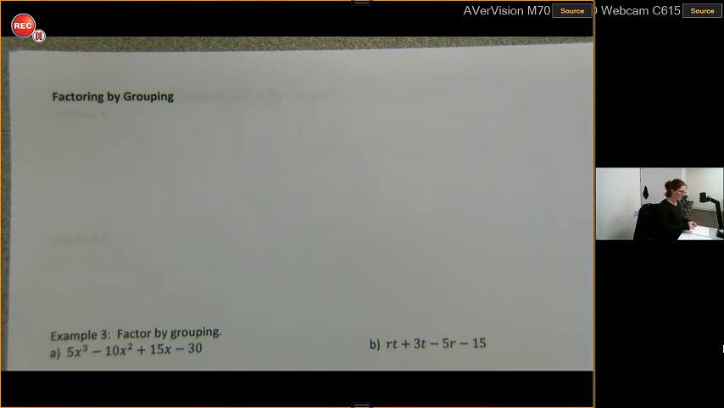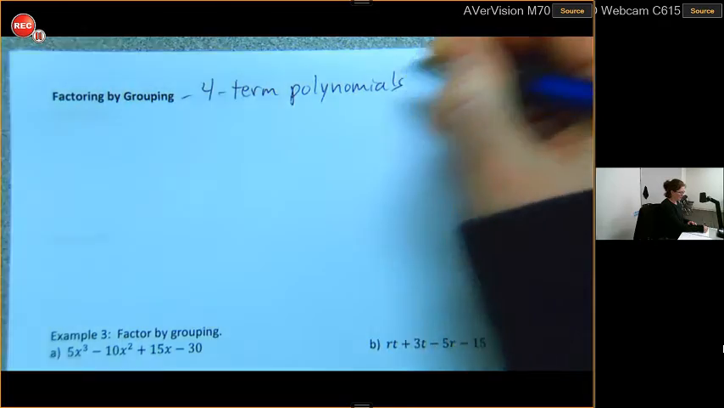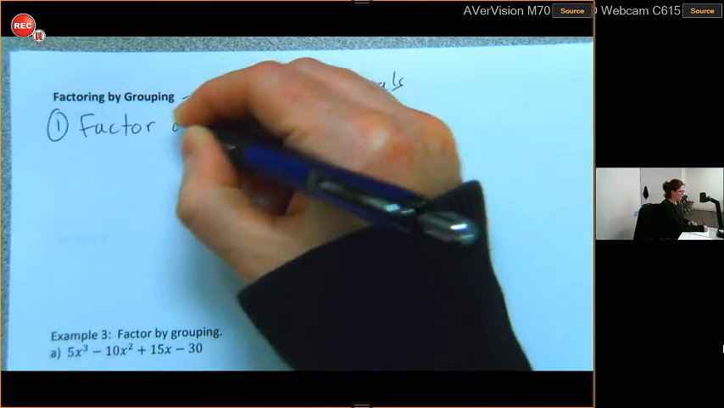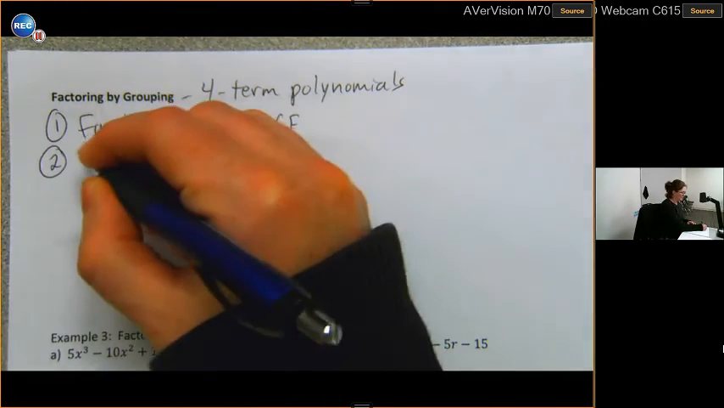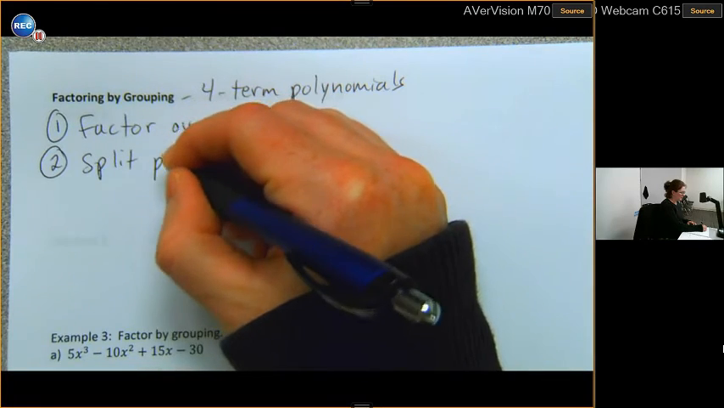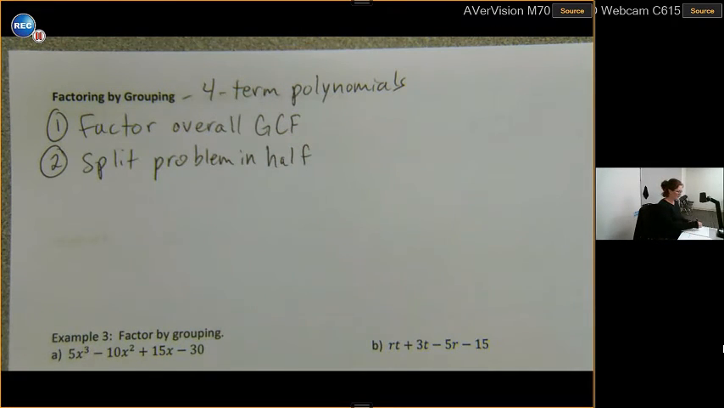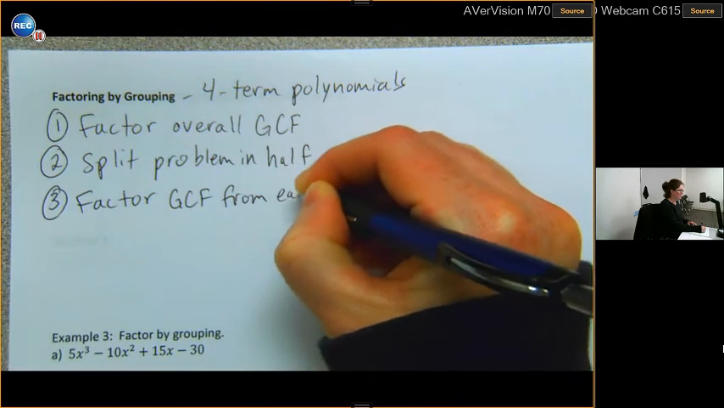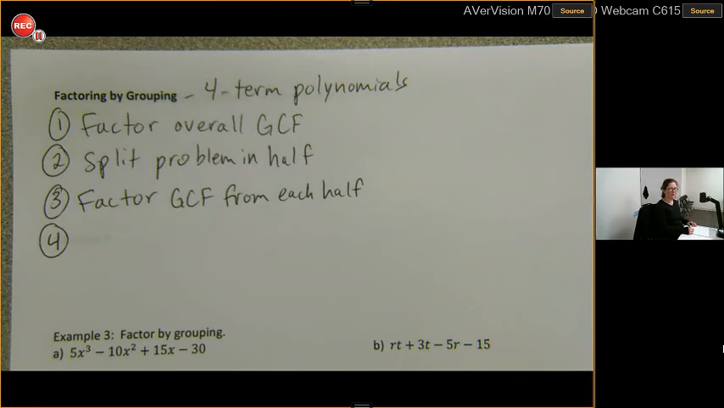The other part of section 6.1 is factoring by grouping. Factoring by grouping you use with 4-term polynomials. So the first step's the same for any factoring that you're going to do, and that's going to be to factor any overall GCF that you may find. You don't always have one, but you should always check. Step 2, factoring by grouping. You're going to split the problem in half. So instead of one 4-term problem, you have 2 2-term problems. From each half, you're going to factor the GCF. Then, you're going to have this set of matching parentheses, which is called a binomial GCF.